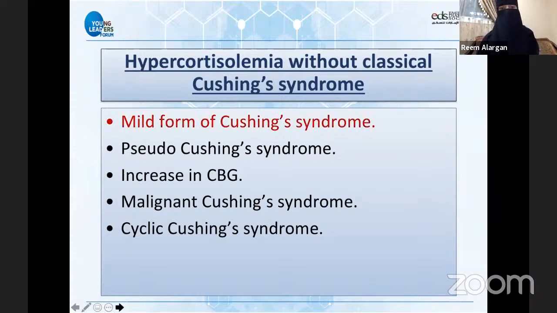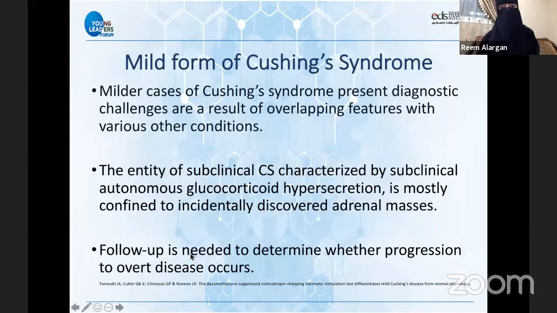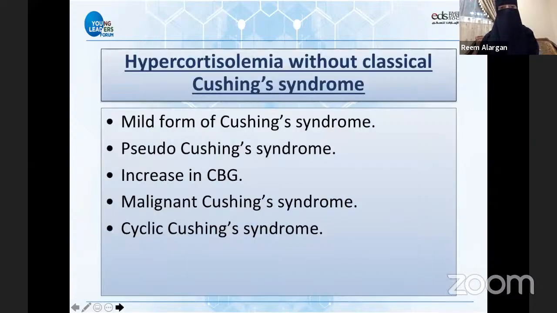Starting with the mild form of Cushing syndrome. Mild cases of Cushing's present a diagnostic challenge as a result of overlapping features with various other conditions. It is characterized by subclinical autonomous hypersecretion of glucocorticoid and is most commonly found in patients with incidentally discovered adrenal masses. And the key to reaching the diagnosis is follow-up to determine whether progression to overt disease occurred or not.